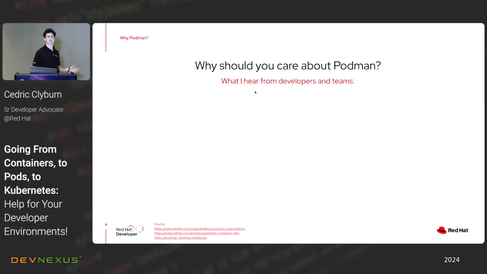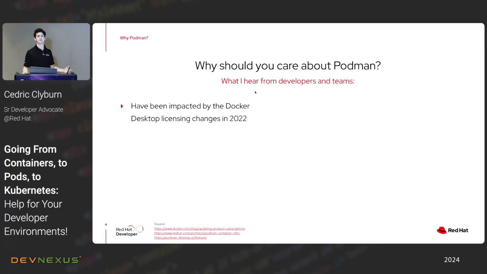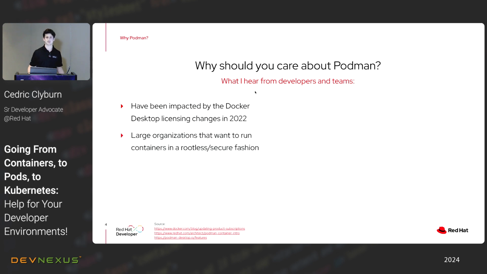Typically when I talk to developers and I talk to teams, they tell me they have a number of issues. For example, they've been impacted, this might be you, by the Docker licensing changes that came about in 2022. And maybe your IT team has asked you to migrate off of Docker, find a different solution. Maybe you're in some kind of large, security conscious organization, banking, financial services, where you need to be able to run containers in a rootless fashion by default. You need to be able to focus on security, take advantage of different Linux kernel features like SELinux. You want to be able to take advantage of container technology, but you can't yet.